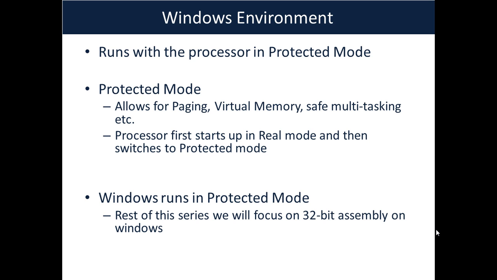Now Windows runs entirely in protected mode, and in the rest of this video series we will focus on 32-bit assembly on the Windows operating system. In the end we might briefly look at 64-bit assembly as well. Now we will revisit protected mode and a lot of interesting things such as how segmentation, paging and a lot of other things work a little later, probably in this series or in other series like how to write rootkits, etc. As and when required, I will revisit some of these concepts.